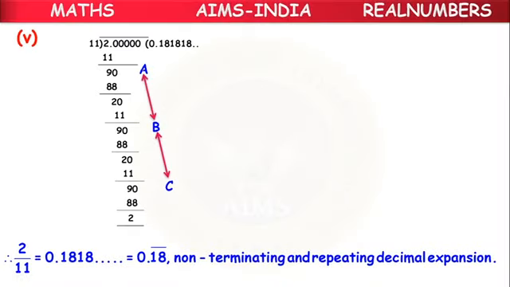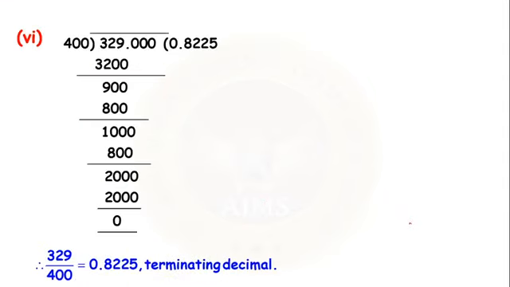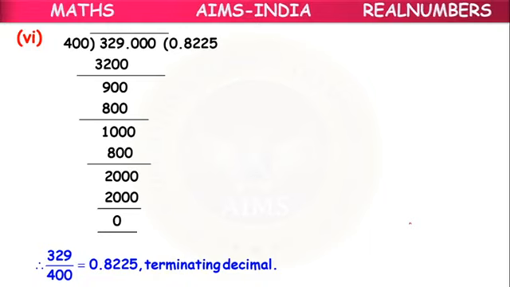So what does it mean? From A to B, B to C means this 90, 90, this all repeating. Same process is going on. So this 18, 18, 18, these two decimal places, they are repeating. So we can represent it as 0.18 bar, which means non-terminating repeating decimal expansion. Like that, this question is an example of terminating decimal expansion.